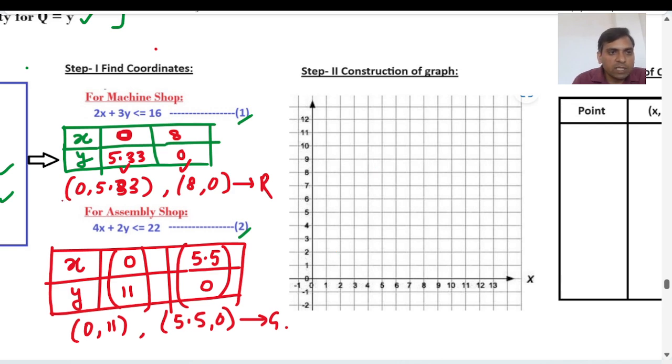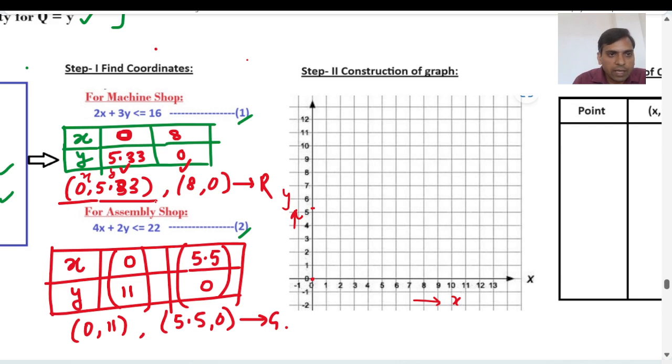Okay, so the first point is 0, 5.33. So 0 on the x-axis and 5.33 on the y-axis. So this is the x-axis. On this x-axis, the point is 0. And on the y-axis, the point is 5.33. So this is the y-axis. Approximately this location.